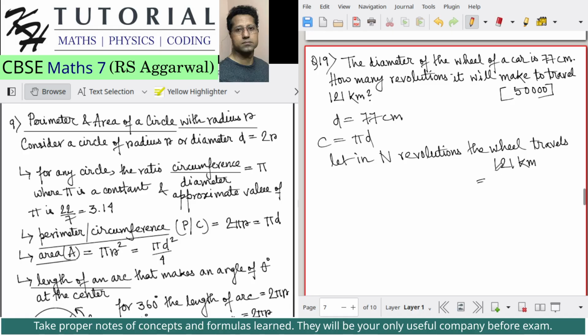So this is 121 kilometer, or 121 multiplied by 1000 will give meter, and then again multiplied by 100, this much centimeter. Okay, 121 kilometer means 121 multiplied by 1000 multiplied by 100 centimeter. Okay. So we are assuming that in n revolutions the wheel travels 121 kilometer. Okay.